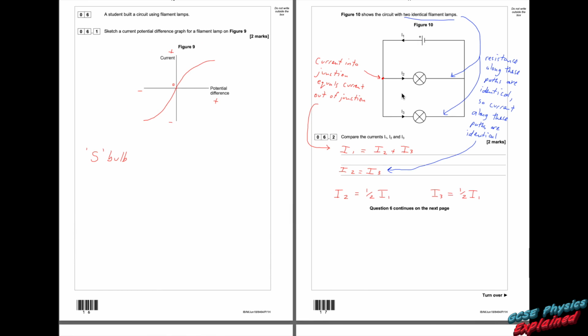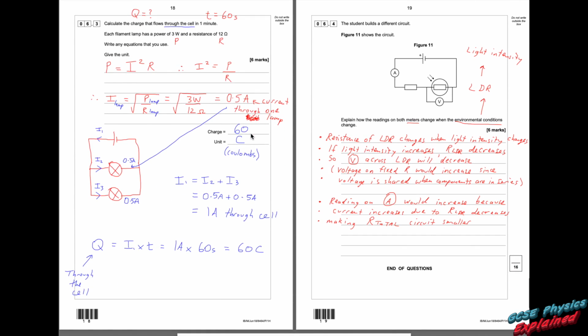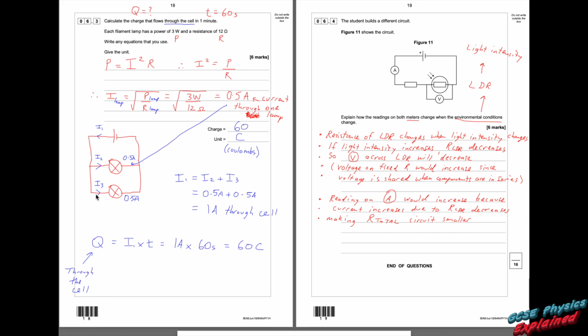And remember, I2 is the same as I3. So once we've worked out I2, we know what I3 is as well. So let's pop the numbers in, and it turns out that the current coming through here, I2, is 0.5 amps. So that means that the current through here is also 0.5 amps.